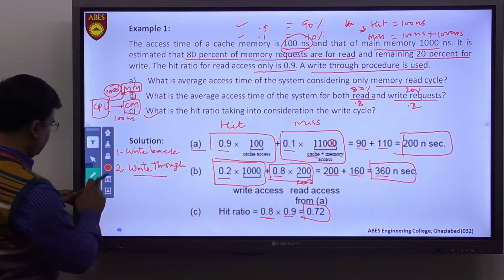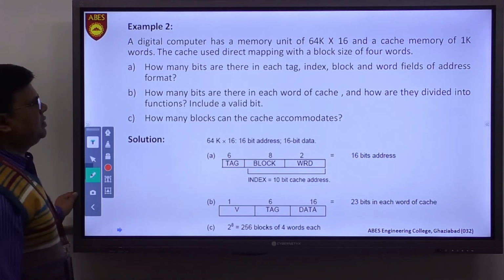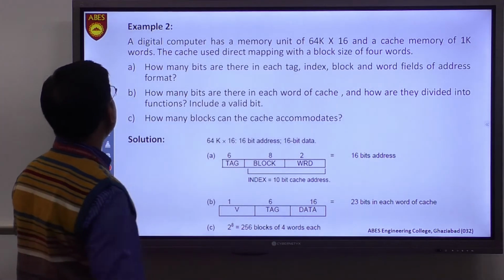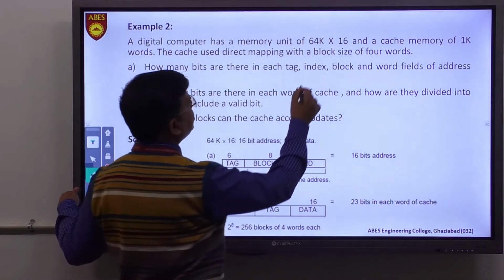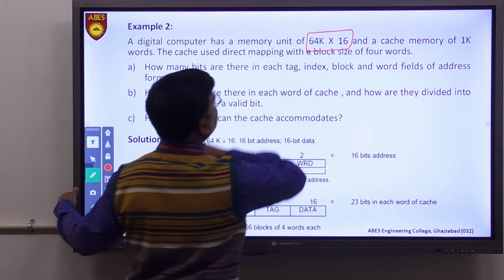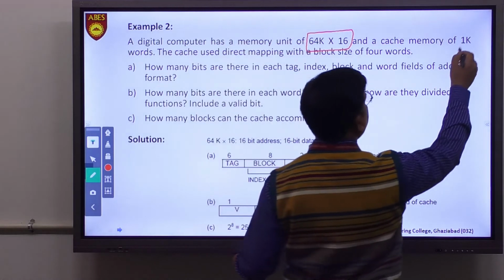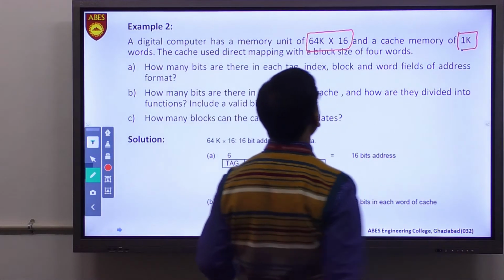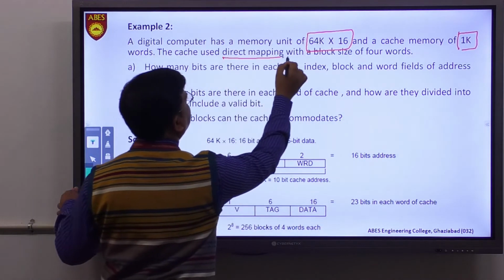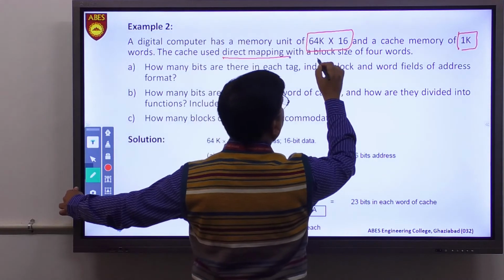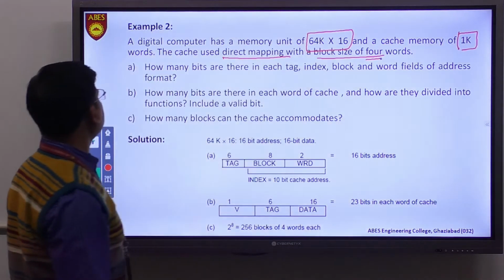Now we are moving to the next problem. In this next problem, we have a digital computer with a memory unit of 64K by 16 bits. This is the size of the main memory, and a cache memory of 1K words. This is the size of the cache memory. Now the cache uses direct mapping with a block size of 4. Block size is 4 words, so this is important.